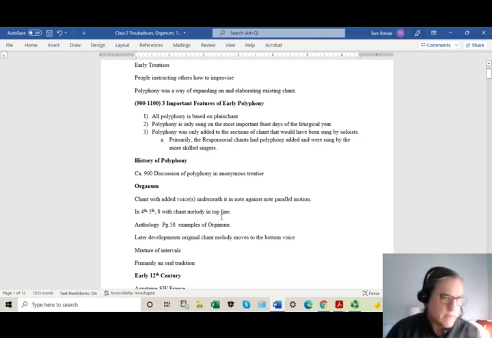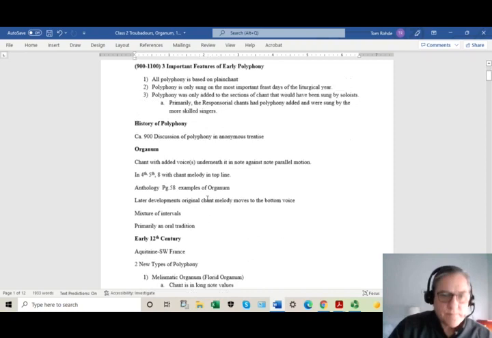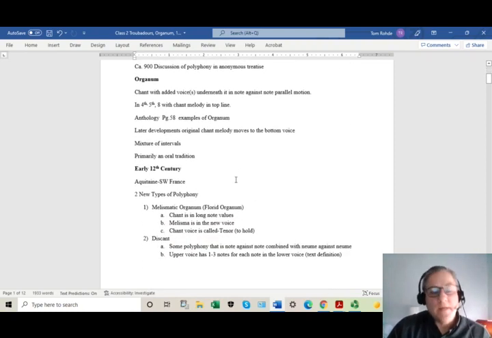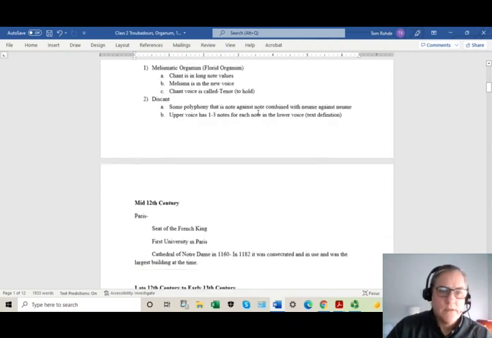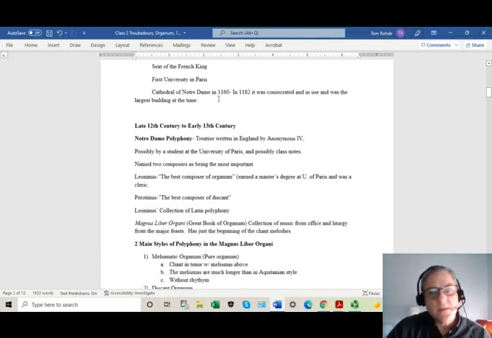So it's a mixture of concepts there, some parallel, some mixed. Interesting there. Early polyphony started to develop in the 12th century in Aquitaine, or southwestern, what we know now as southwestern France. There were two types of polyphony, melismatic organum and discant organum. I'm going to go over these again in a second, so I'm going to skip on to this next segment.